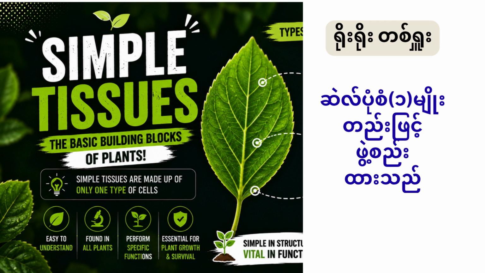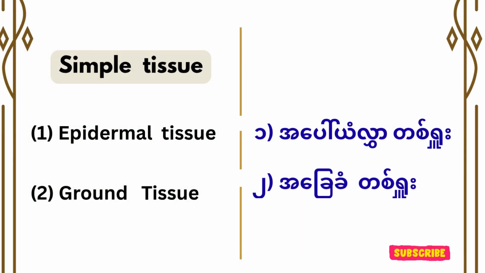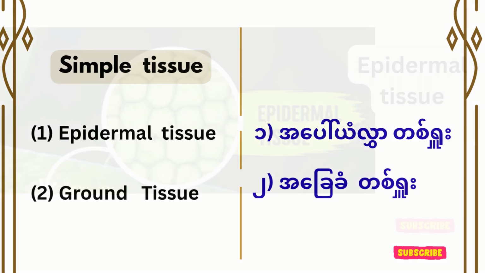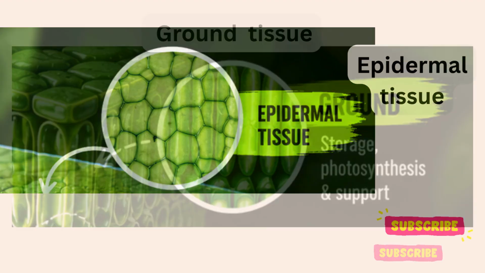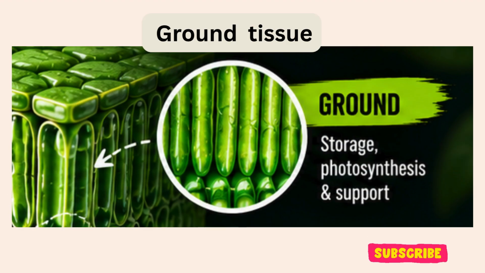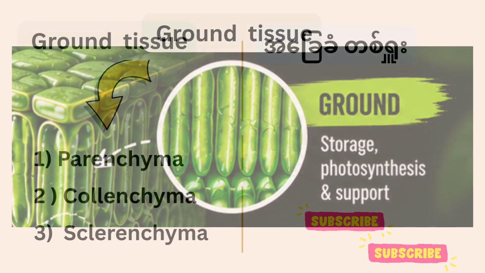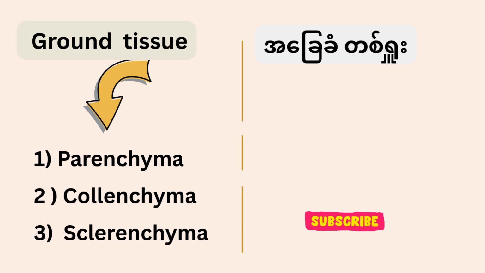Simple tissue, made up of one type of cells: 1. Epidermal tissue, 2. Ground tissue. Ground tissue: 1. Parenchyma, 2. Collenchyma, 3. Sclerenchyma.